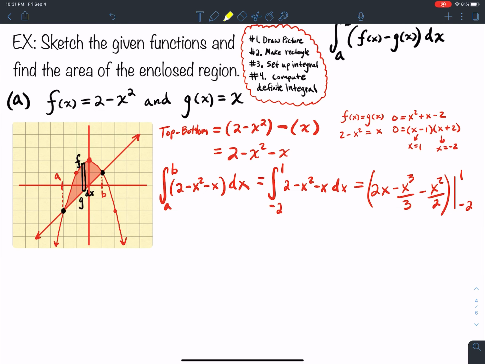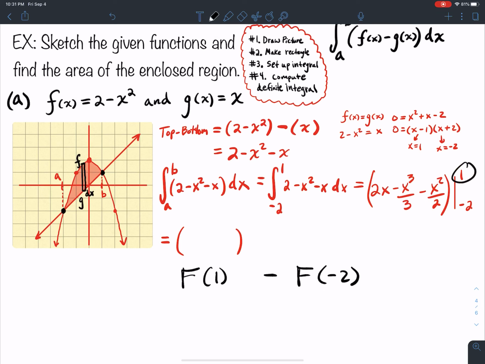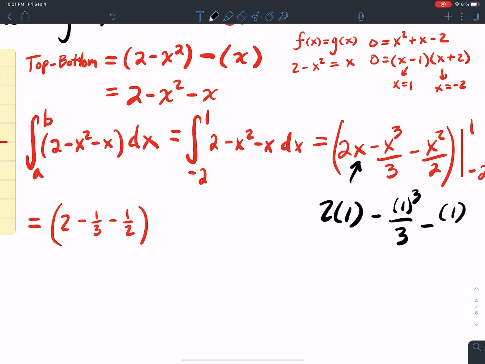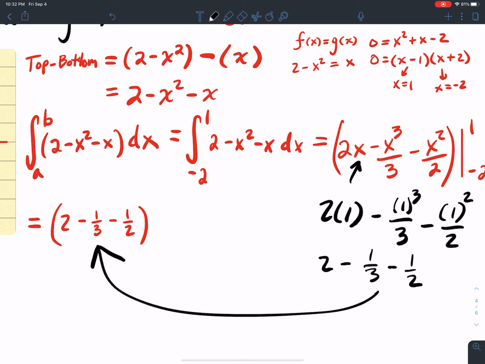So I'm going to use the fundamental theorem of calculus, part 2. And so I have f of b, which is f of 1, minus f of -2. Okay, f of b minus f of a. I always do the top one first, then I subtract the bottom one. But the antiderivative evaluated at 1 gets me, if I plug a 1 in for x, 2 times 1 minus 1 cubed over 3 minus 1 squared over 2. So that's 2 minus a third minus a half, which is right there.